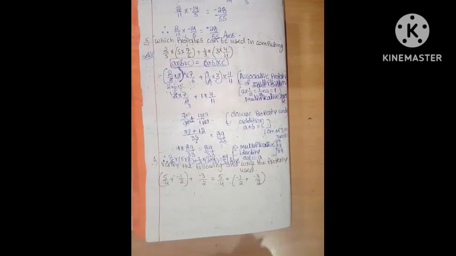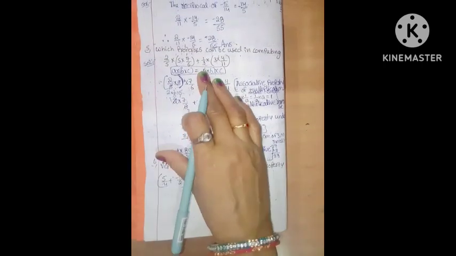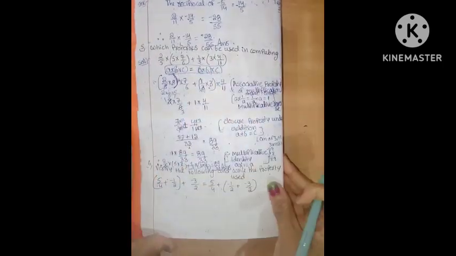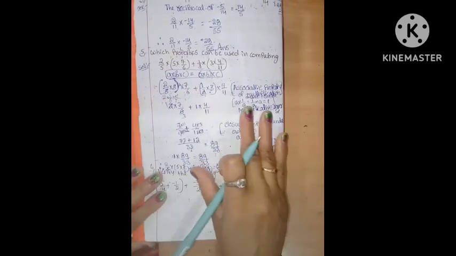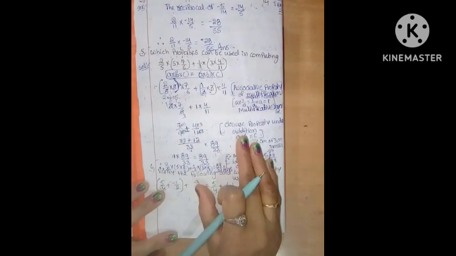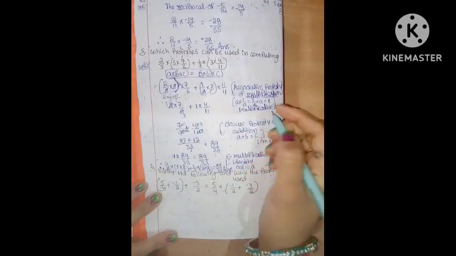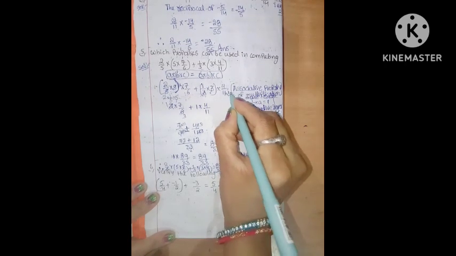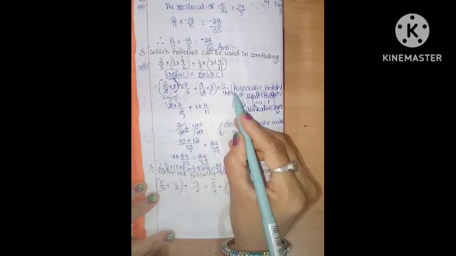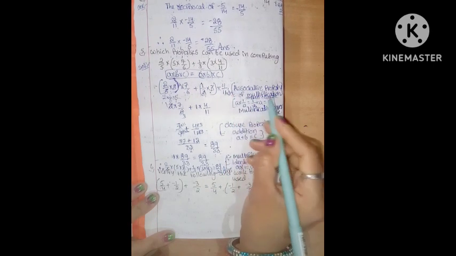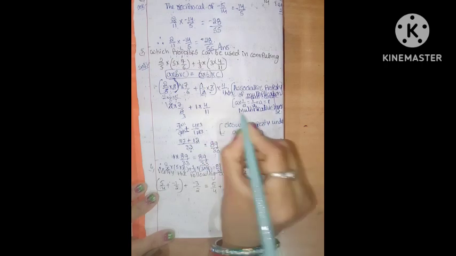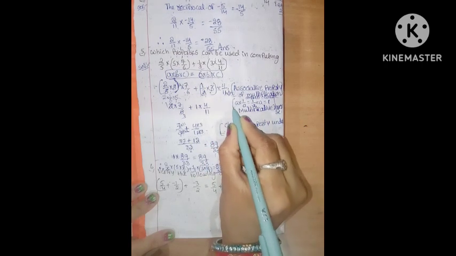Did you understand, Gagan Sai? Which properties can be used in this computation? How many properties can be used in this problem? The given problem has 4. What are the names of the properties? One is the associative property of multiplication, and the second is the multiplicative inverse.